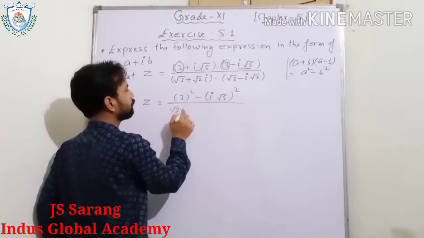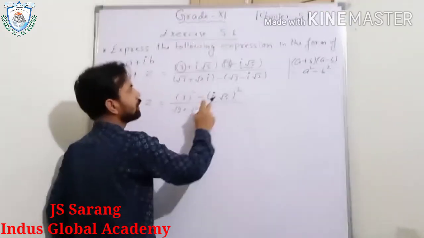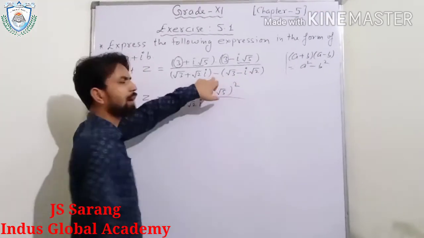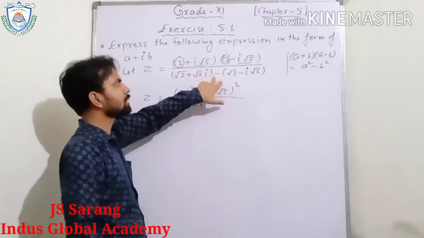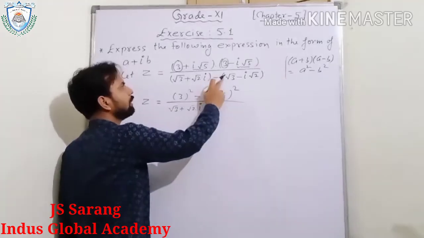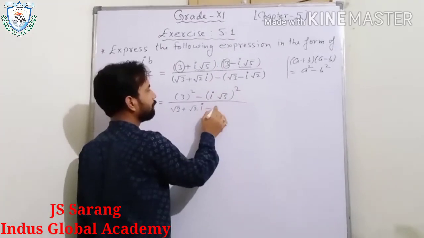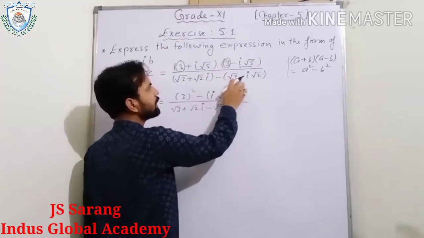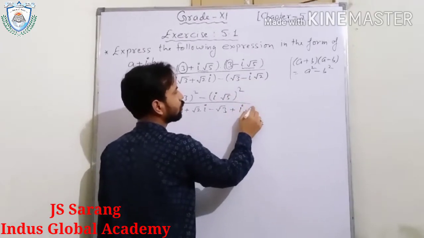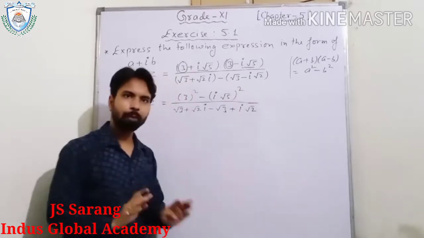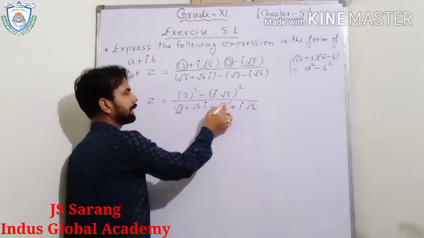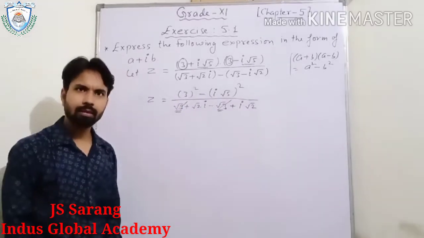Under root 3 plus root 2i. Now, whenever we remove this bracket, before this bracket there is a minus sign, so by this minus, all the signs inside the bracket will be changed. So minus 1 into root 3 will be minus root 3. Minus into minus will be plus root 2i, and i root 2. Hope it is clear. Okay, see, root 3 positive and root 3 negative, so they can be cancelled.